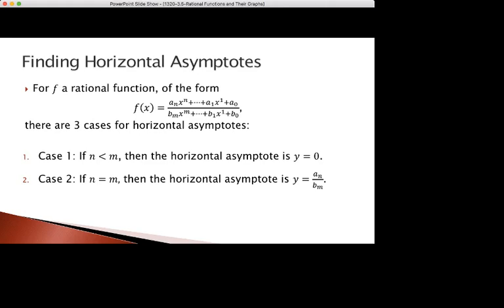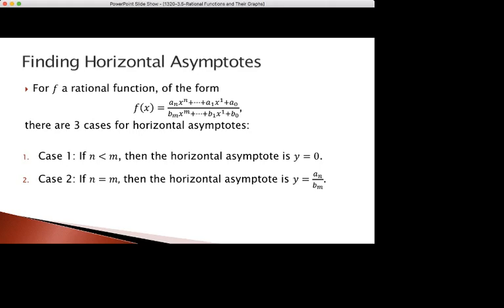So, if the degree of the numerator is equal to the degree of the denominator, then the horizontal asymptote is simply the ratio of the two leading coefficients, or the coefficients in front of the highest power term. So in this case, a sub n over b sub m. So if the degrees are equal, we take those two leading coefficients, and their ratio is where our horizontal asymptote is.